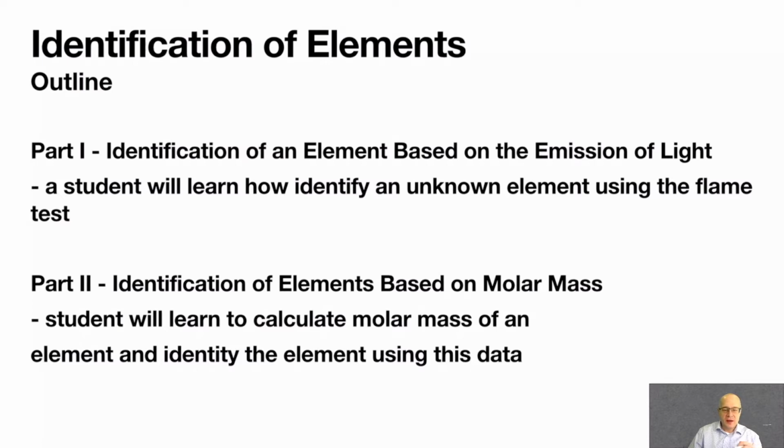Part 2, identification of elements based on molar mass. One of the most common numbers we work with in chemistry is molar mass. It's found on the periodic table, written under the element symbol. It's very common. It's so powerful. We're going to work a little bit with that too.